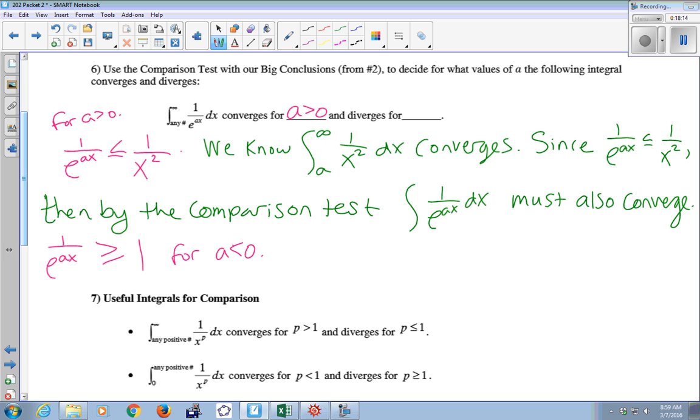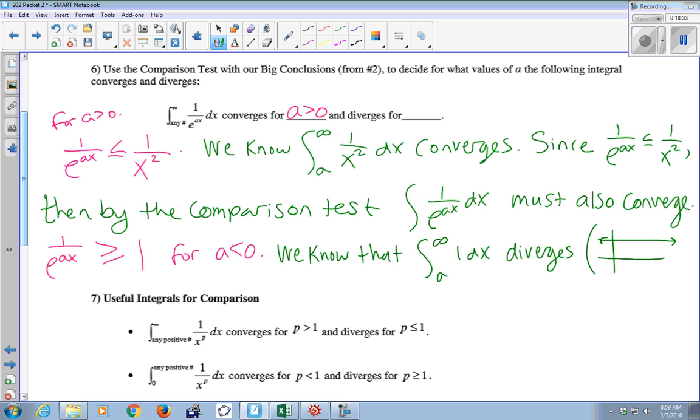So if I was going to write a sentence out here, I would say, we know that the integral from a number to infinity of 1 dx diverges. You can draw yourself a little picture if you need to. Here's my function. The area under the curve from A to infinity, there's infinite area. It's an infinite rectangle. That diverges.